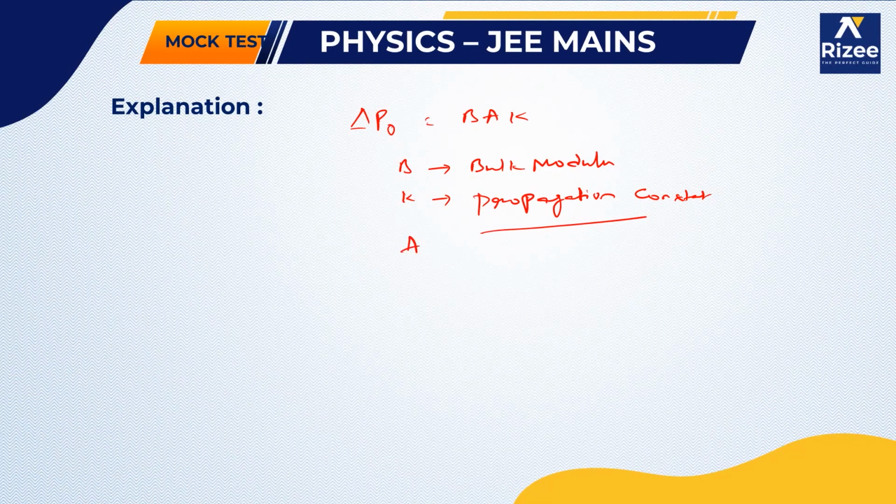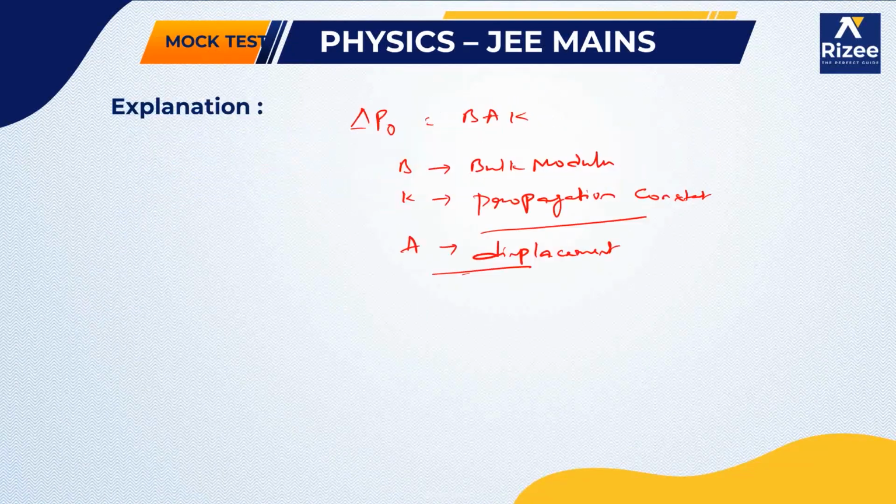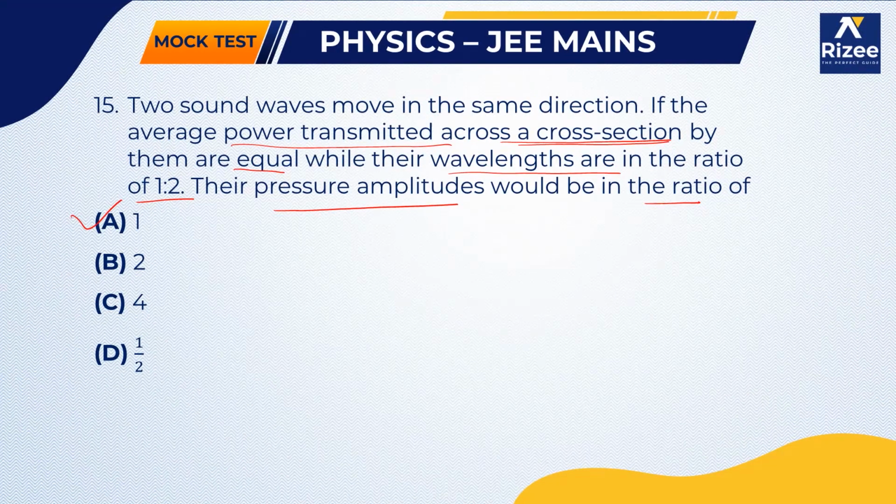So where A is an amplitude or displacement amplitude, all these factors are independent of the wavelength. So that means we can say that the ratio of the pressure amplitudes for both of them, he is asking pressure amplitudes would be in the ratio. So that means he is asking delta P naught of the first wave by delta P naught of the second wave. So these two are independent of that particular wavelength, so you can say it as 1. So that means your option will be your first option.